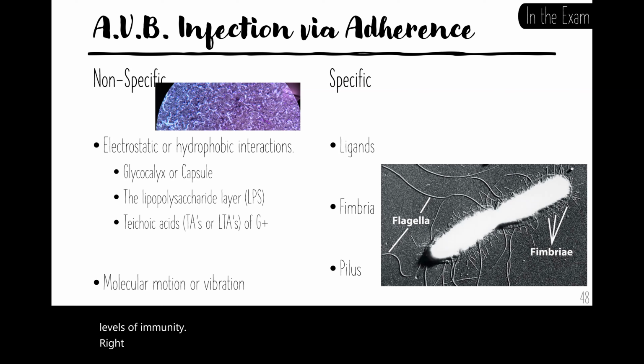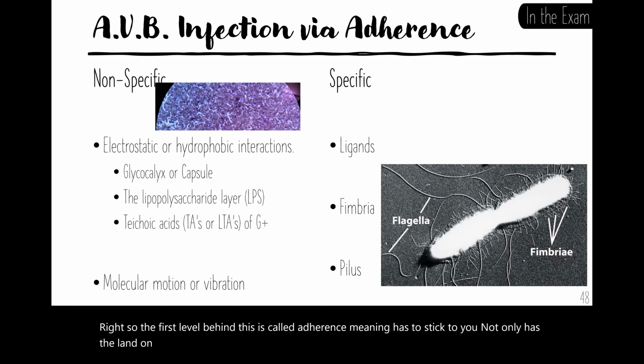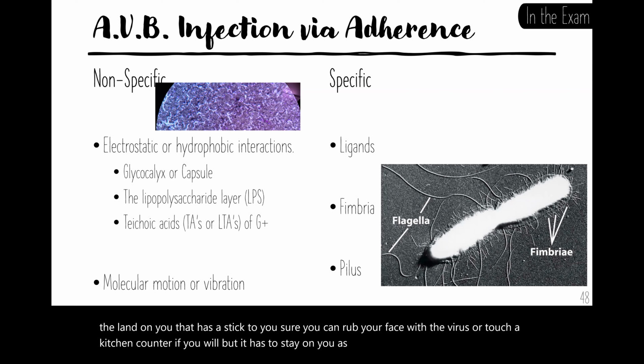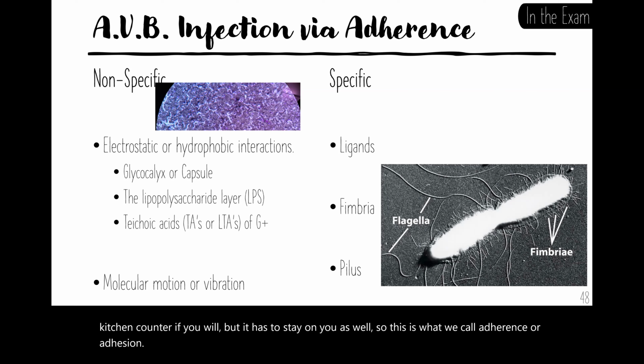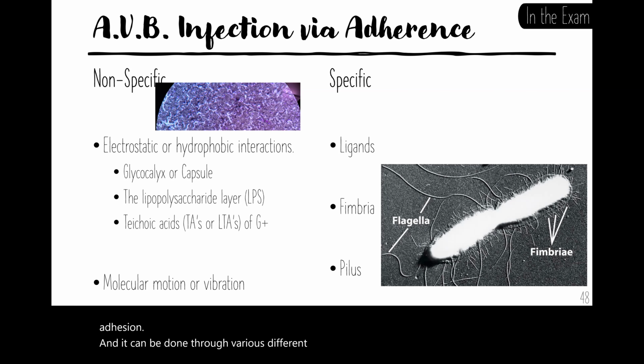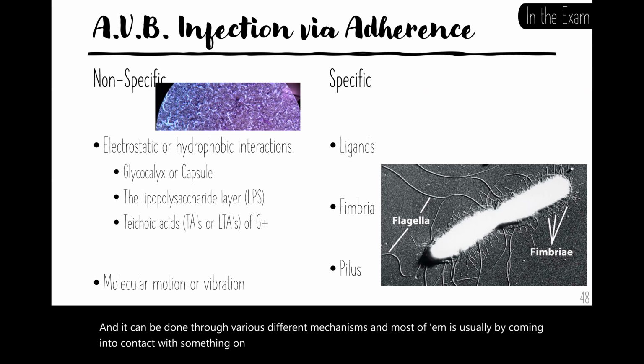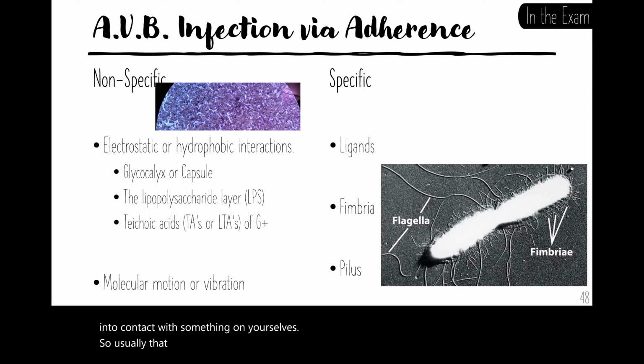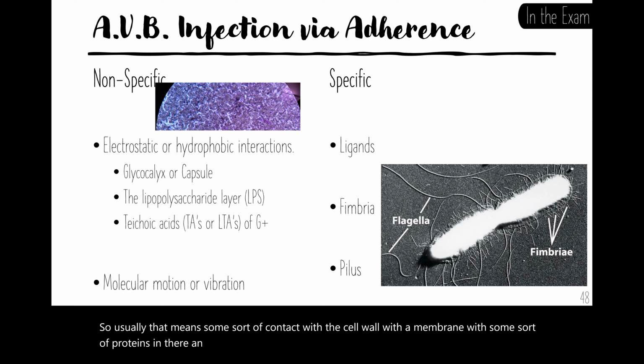The first level is called adherence, meaning it has to stick to you. Not only does it have to land on you, but it has to stick to you. So sure, you can rub your face with the virus or touch a kitchen counter, but it has to stay on you as well. This is what we call adherence or adhesion, right? It can be done through various different mechanisms, and most of them usually involve coming into contact with something on your cells. Usually that means some sort of contact with a cell wall, with a membrane, with some sort of proteins in there, and exchanging some sort of electrostatic interaction. So there's a little bit of an electrical contact occurring there.